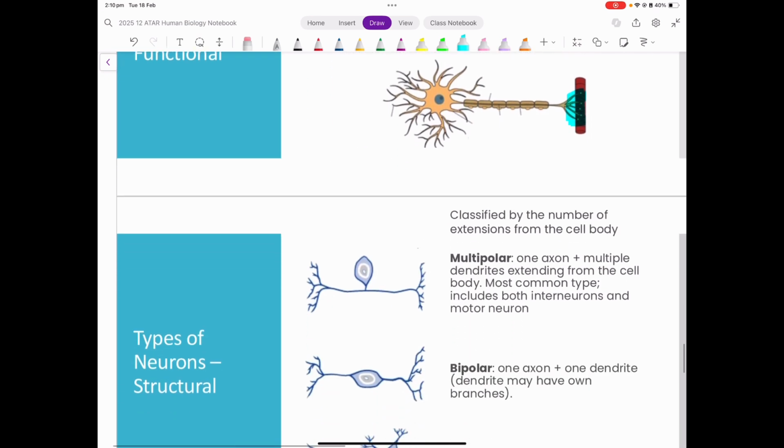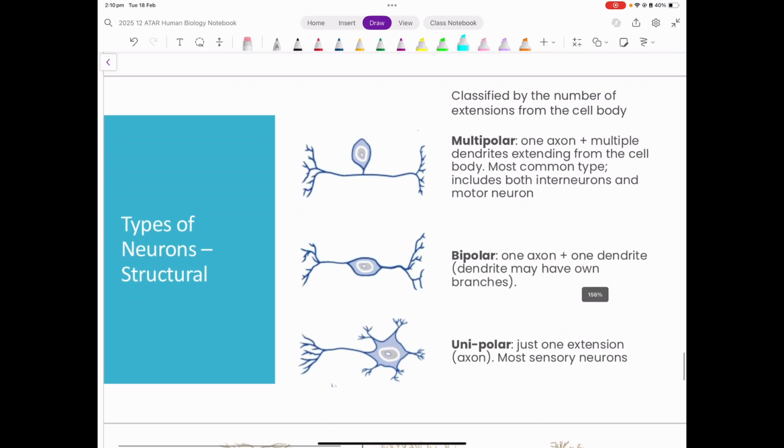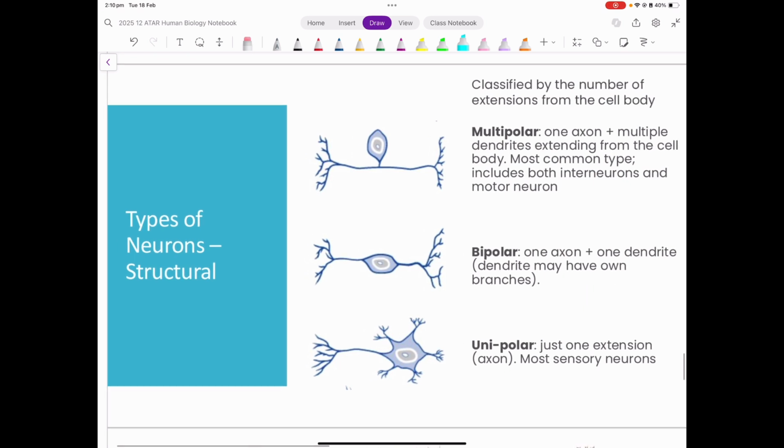So finally, we're going to look at some structural types of neurons. So when we're talking about the structural types of neurons, there are three main types. I've alluded to them throughout this lesson. So the first type, multipolar neurons, generally speaking, have one axon and multiple dendrites extending from the cell body. So in this instance, we can see that one cell body and then connecting out to our dendrites. Now, this is generally found in both interneurons and in motor neurons, but not so much in sensory neurons.